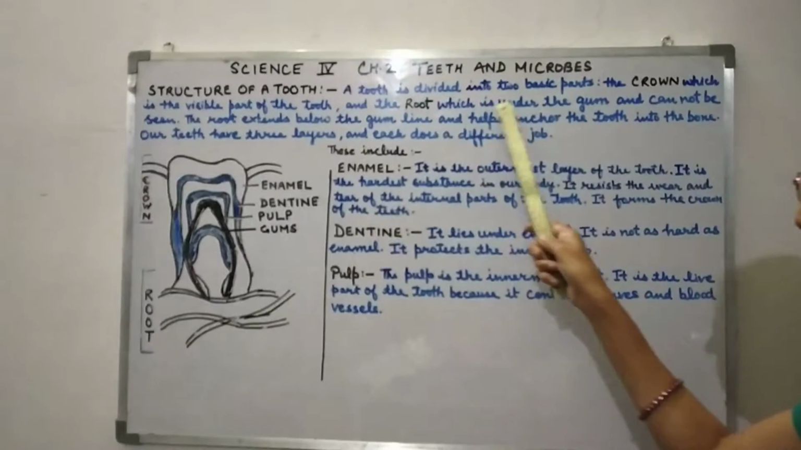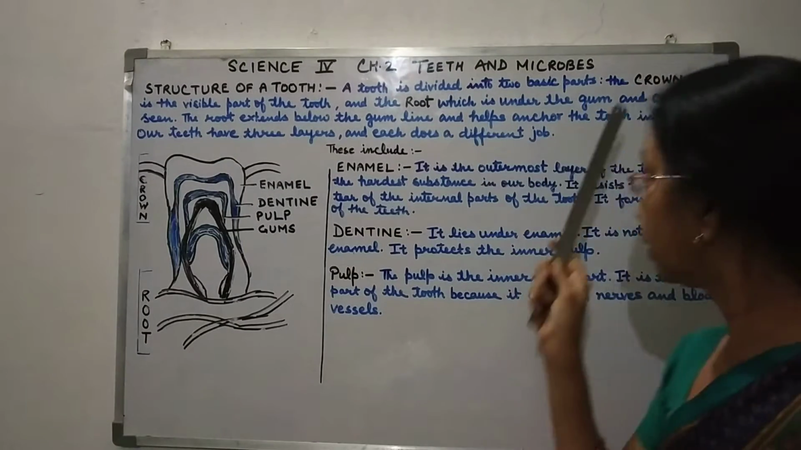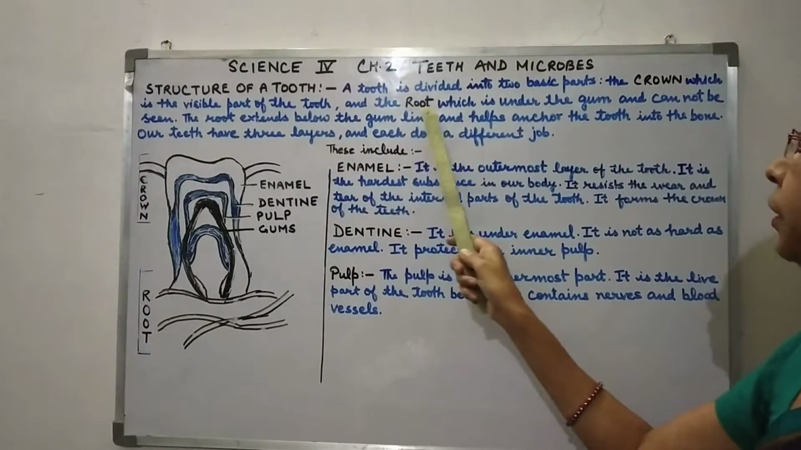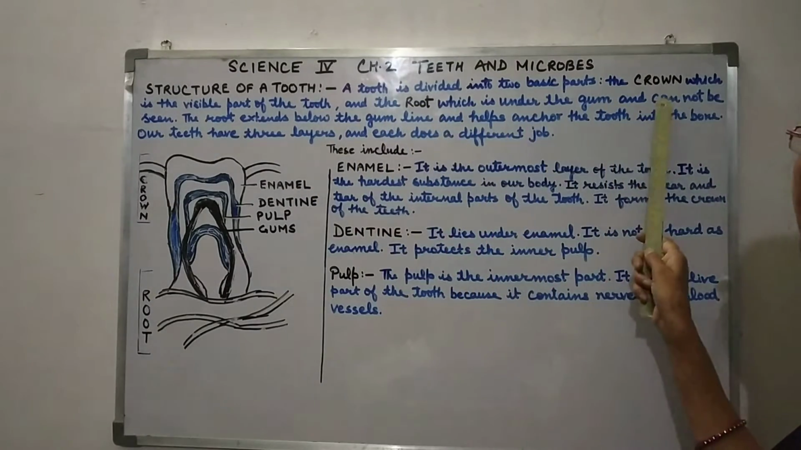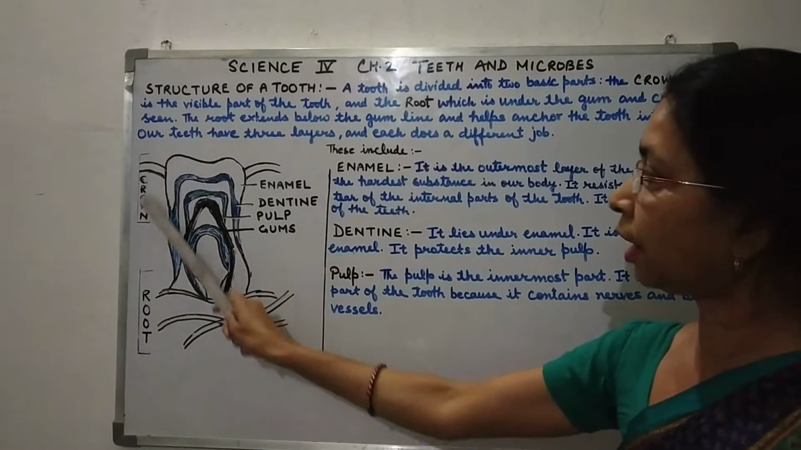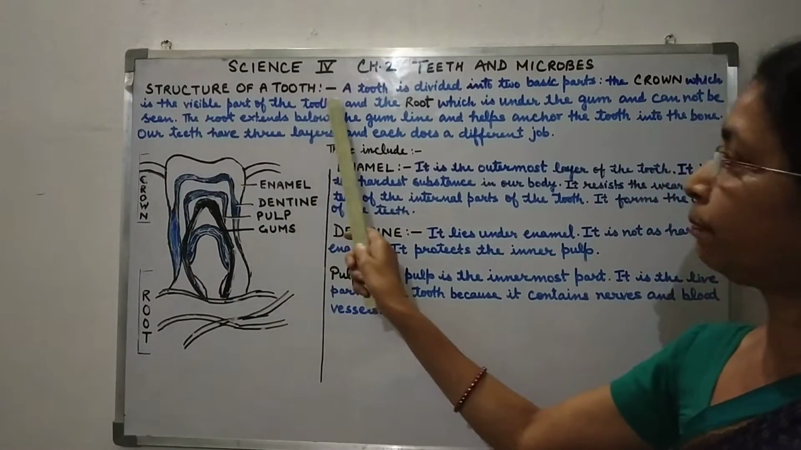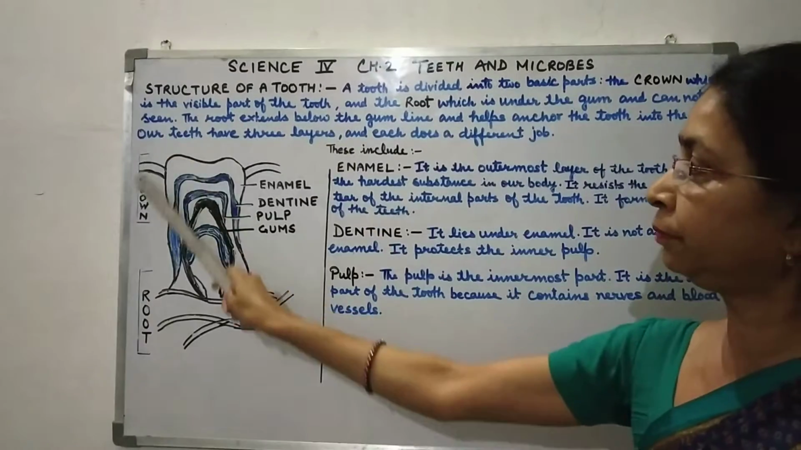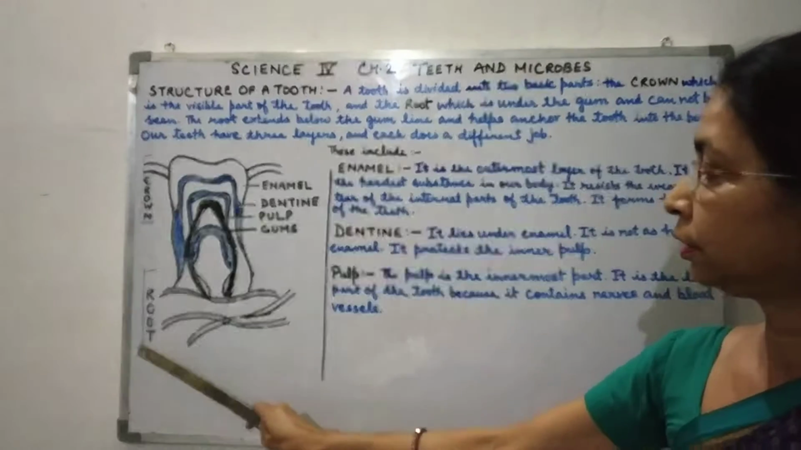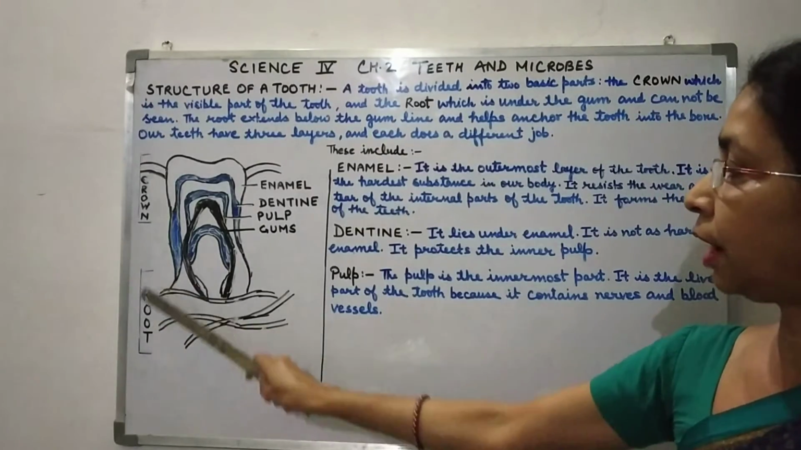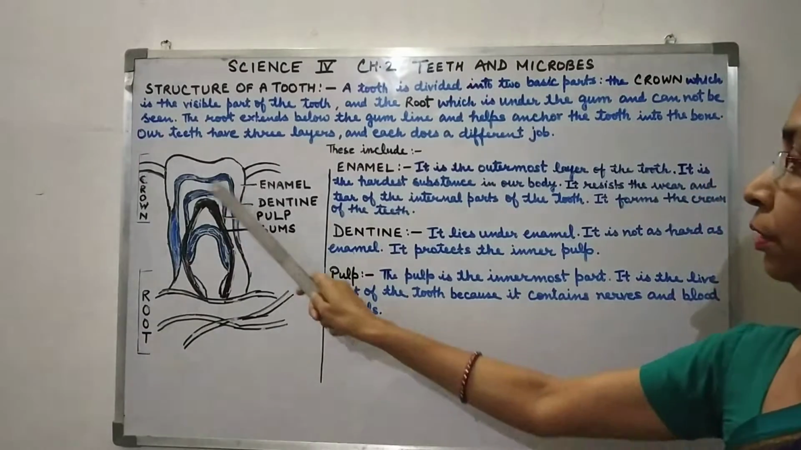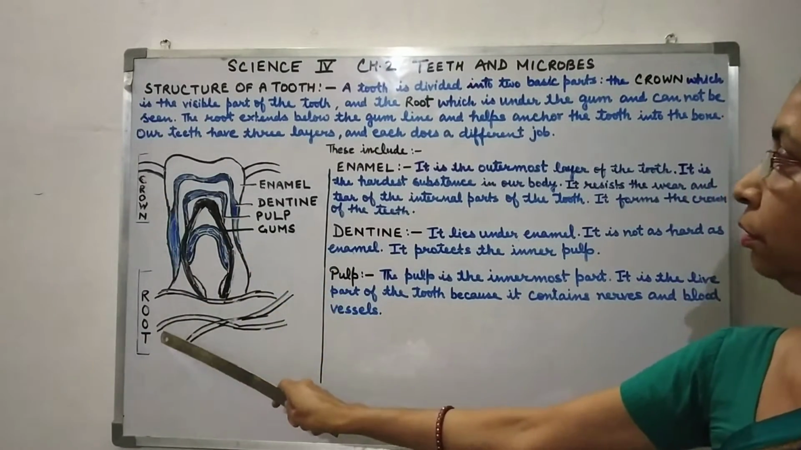A tooth is divided into two parts: the crown, which is the visible part of the tooth, and the root, which is under the gum and cannot be seen. So children, this is the crown, the visible part of the tooth. Visible means which can be seen. And the root is under the gums and cannot be seen. So this is the crown and this is the root.